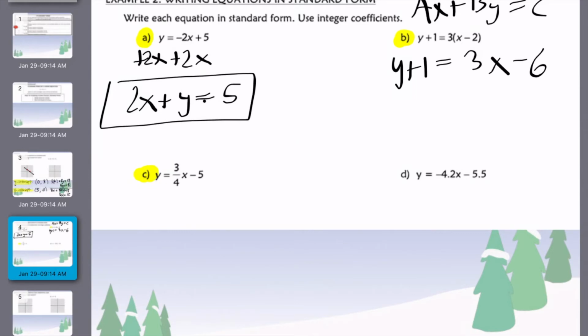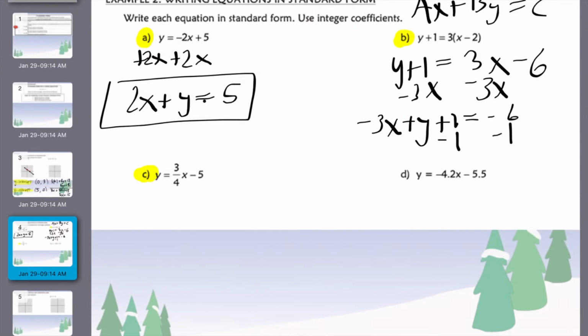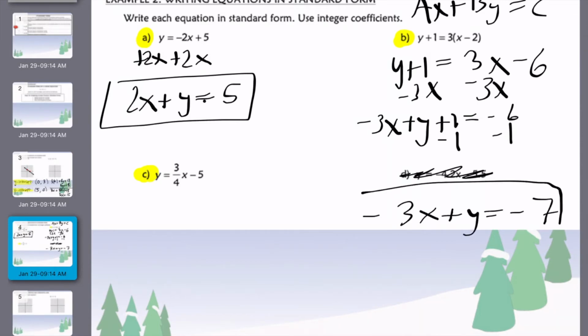Now all I need to do is subtract 3x on both sides. So I have negative 3x plus y plus 1 equals negative 6. And now I need to get my constants to be on the same side. So my answer is going to be, if I just scribble this part out, negative 3x plus y equals negative 7. And that's going to be my final answer in standard form.